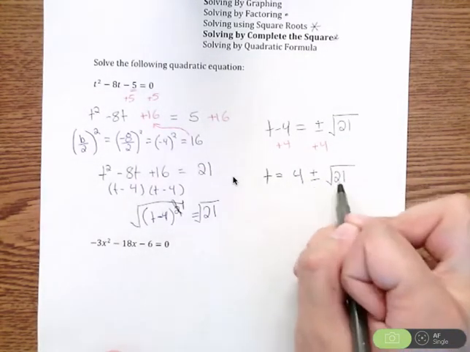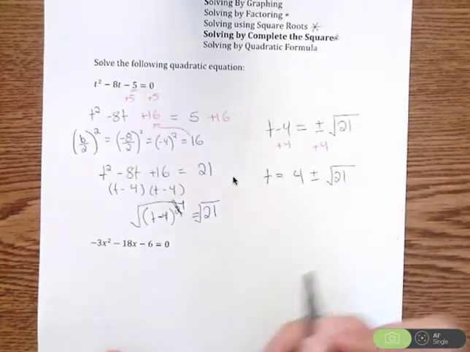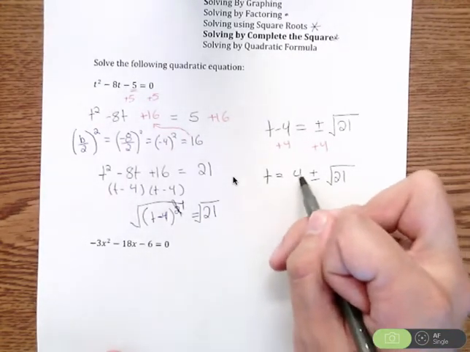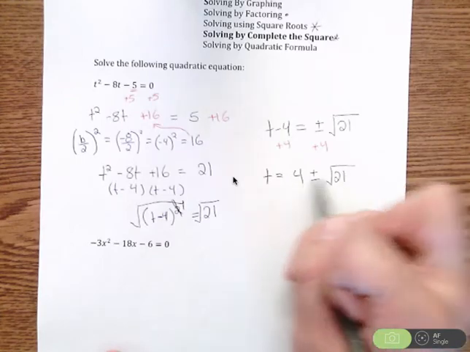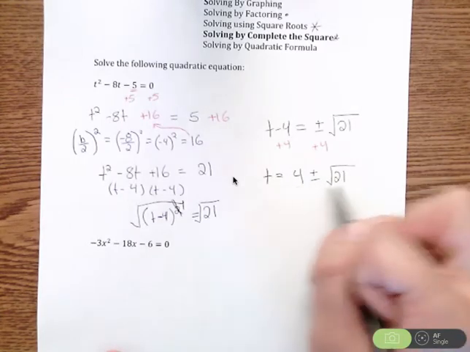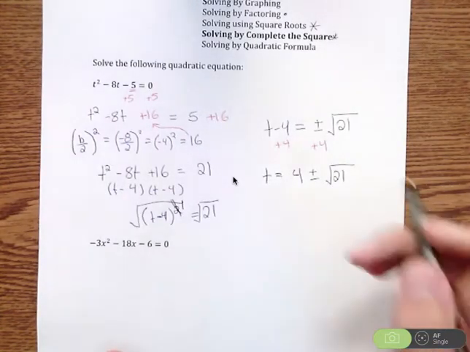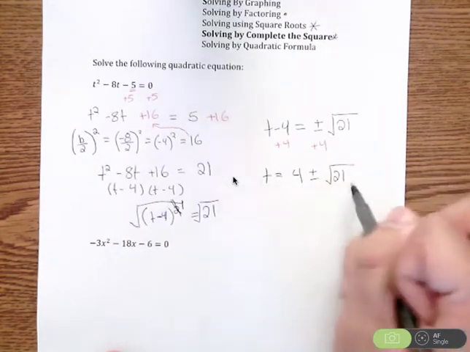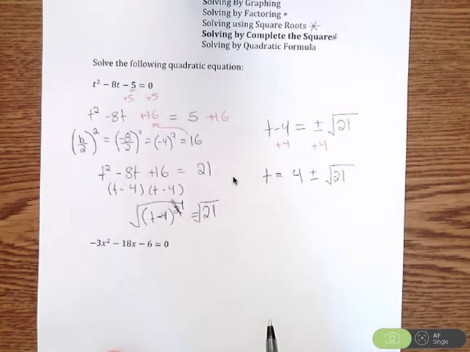Now, some people start thinking, well, can we add these or anything? We cannot. This is 4. This is square root of 21. They are not like terms. We can't add and subtract here. So this is rational and this is irrational, so we're not going to add and subtract these numbers. So what we get as our answer is just 4 plus or minus square root of 21.